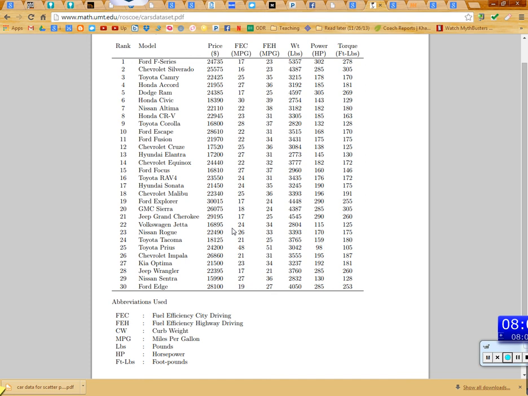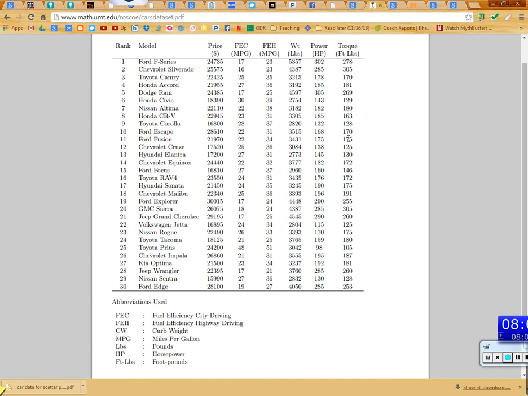Sit down. All right. So what we have here is 6 pieces of data about each of the vehicles: the cost, the fuel efficiency in the city and on the highway, the weight, and power and torque. I don't know the difference between power and torque. They're measured in completely different things. Power is measured in horsepower, torque in foot-pounds. So like 175 and 175, they don't really have anything to do with each other, since they're measured in completely different units.